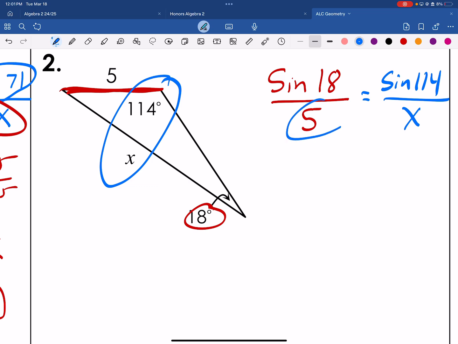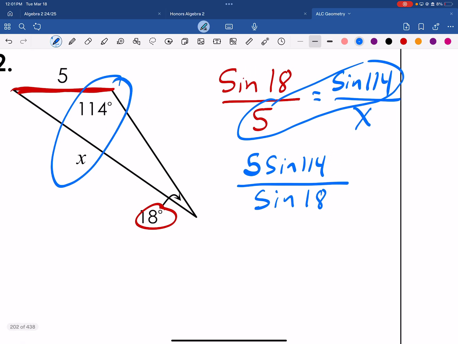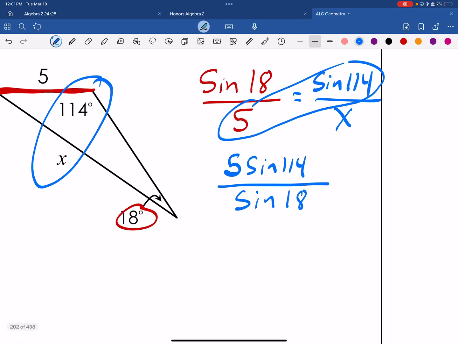So we're going to cross multiply: 5 times the sine of 114. And then what am I going to divide that by? Just going to divide that by the sine of 18, aren't I? Because remember, that's equal to this cross product, which was just x times the sine of 18. So we divide both sides by the sine of 18.